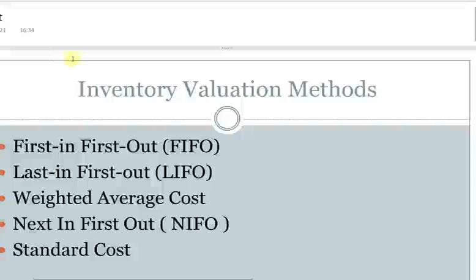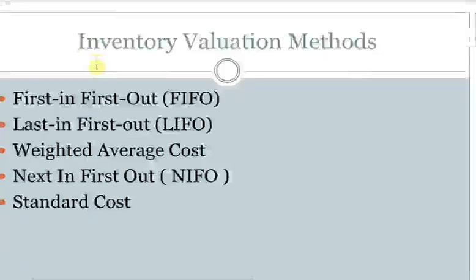All right, so let us continue from where we stopped. So let us look at inventory valuation methods. This is not a new thing to us. We have covered this before. The methods that are there: we have FIFO, which is first in, first out; LIFO, last in, first out; weighted average, also known as AVCO; next in, first out, NIFO; and standard cost.